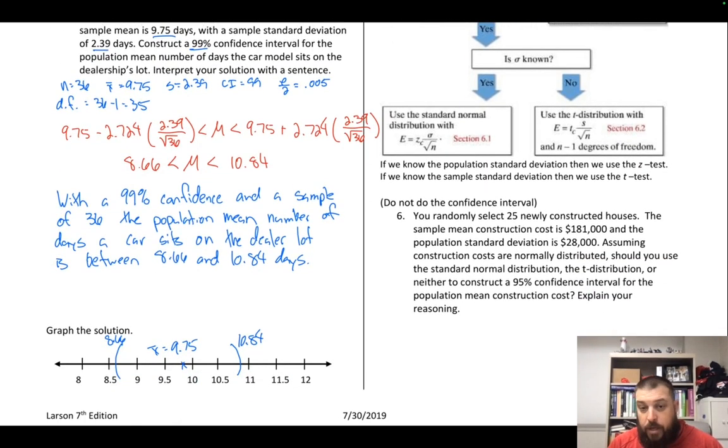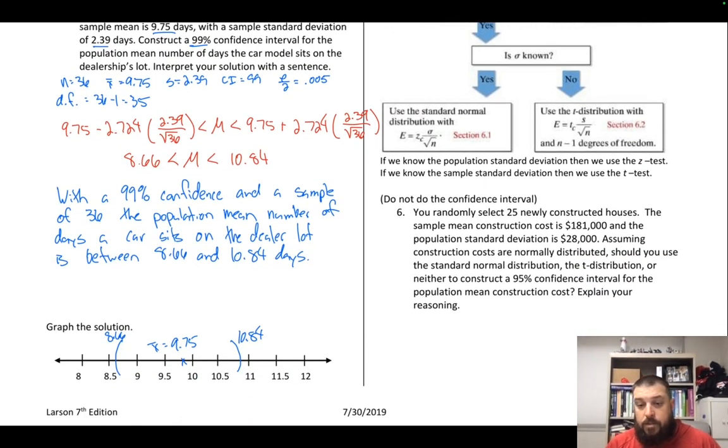So as we look at here, we're not doing the confidence interval. All right, let's read through and then see our question. So you randomly select 25 newly constructed homes. The sample mean construction cost is 181,000 and the population standard deviation is 28,000. Assuming the construction costs are normally distributed, should you use the standard normal distribution, the t distribution, or neither to construct a 95% confidence interval for the population mean construction cost?